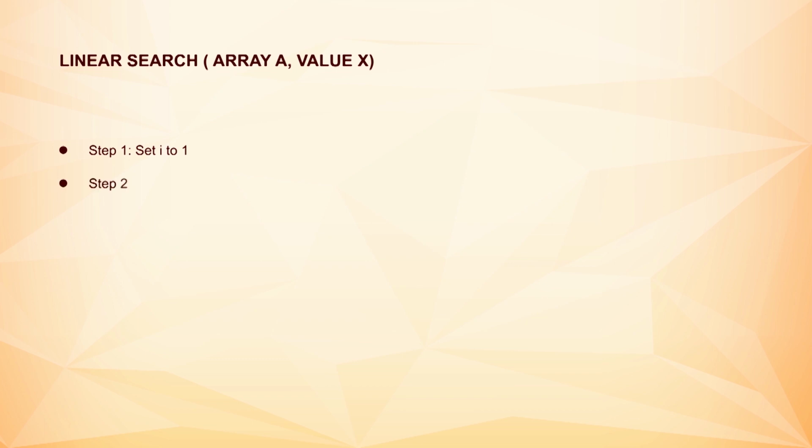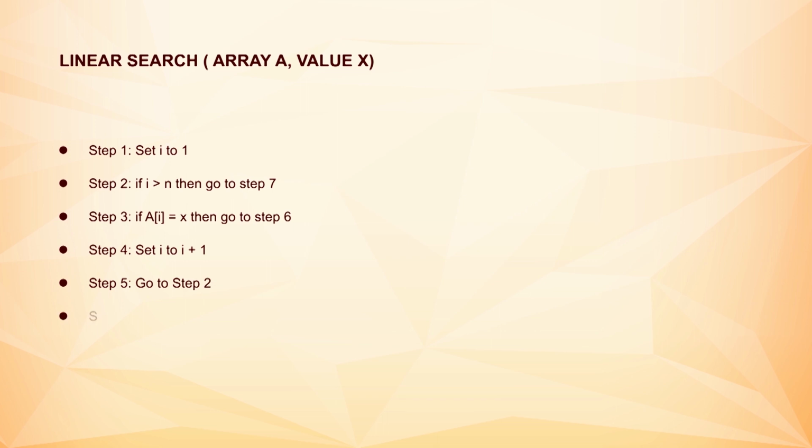In step 2, now apply the loop. If I is greater than n, then go to step number 7. Suppose I is a pointer and I has exceeded the last position, where n is the nth element holding the upper bound address. When I exceeds the upper bound address, then don't go to any other step, directly go to step number 7. Step number 7 is: print element is not found in the memory or in the linear array.